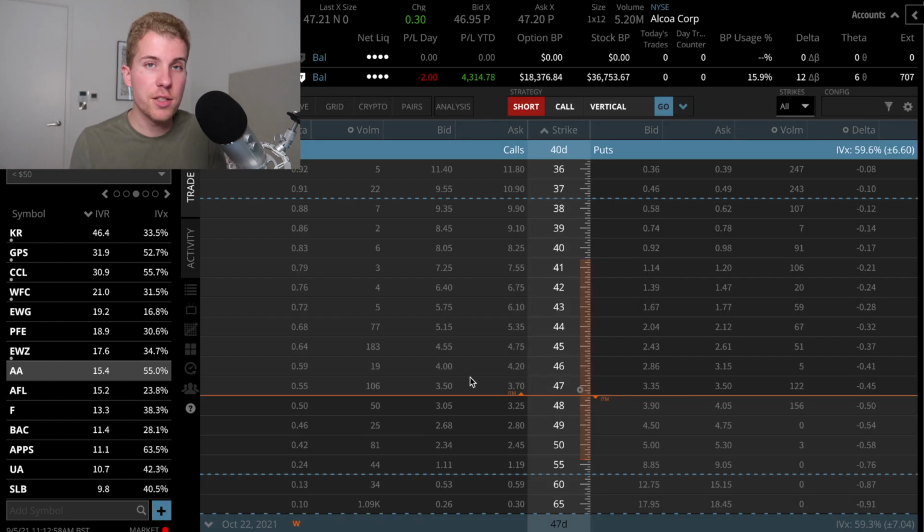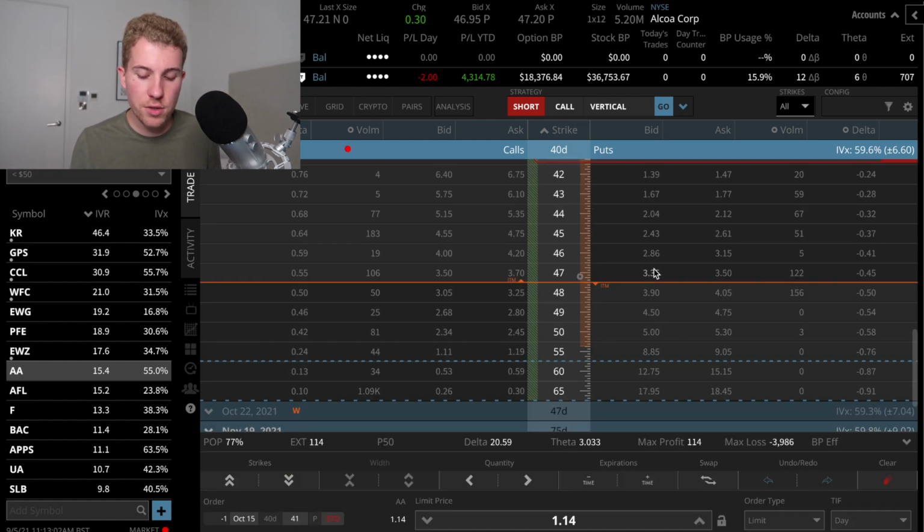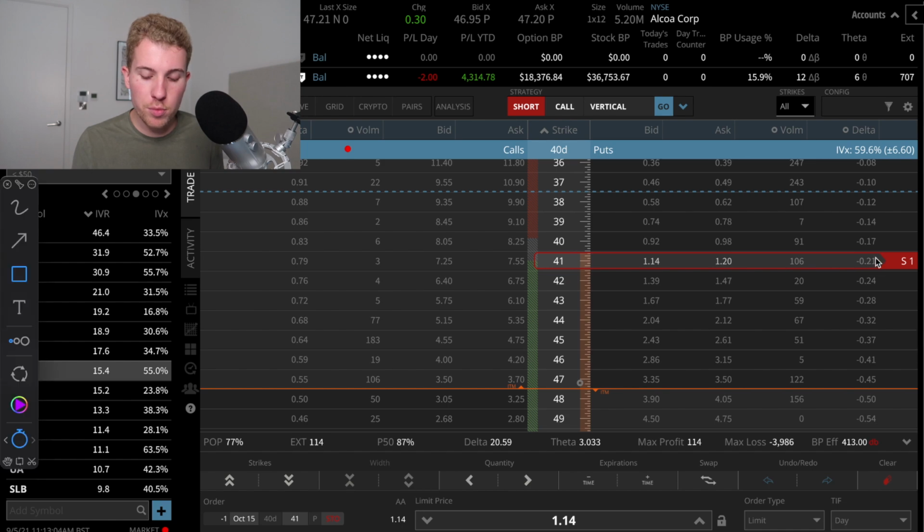So for example, in the case of Alcoa, if I was willing to sell an option, why not, for example, the 41 strike? The delta of that option would be 21, meaning that I would have around 79% probability of seeing my option expire out of the money. And I would receive a credit of $1.14, which means a profit of $114.